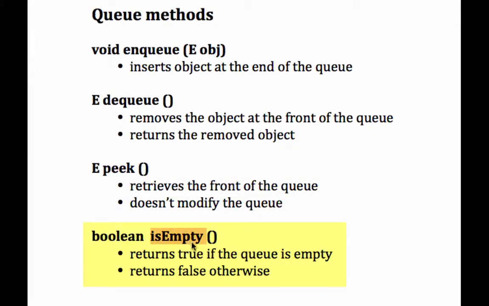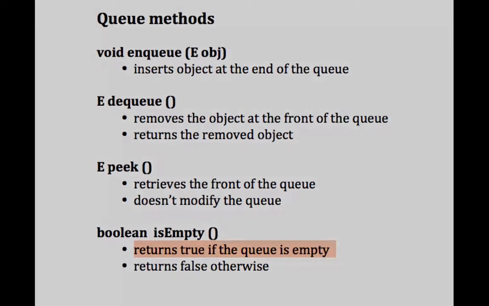And finally, we could have isEmpty, and also we could have isFull, and those are typically Boolean methods. And isEmpty is going to return true if the queue is empty, false otherwise. And if we would have isFull, it would be very simple to come up with the specifications for that.